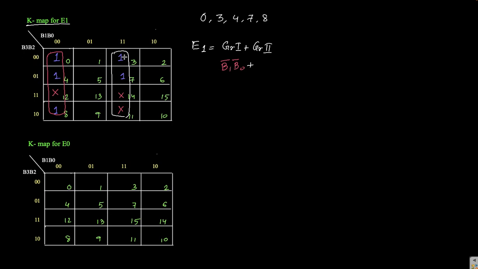For this column it becomes B1 and B0. In the horizontal column all are changing, so we are considering only the vertical column. In the vertical column B0 and B1 do not change, they are 1 and 1, and as they are 1, we cannot take the bar.